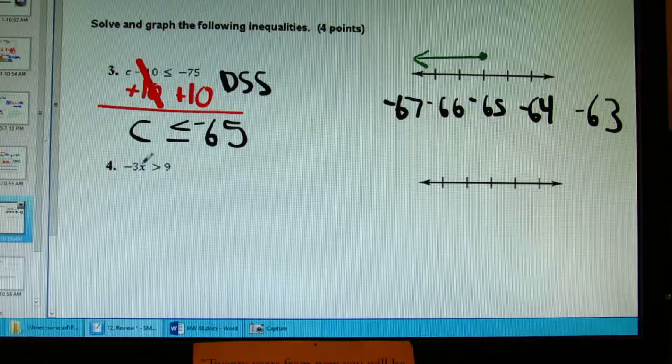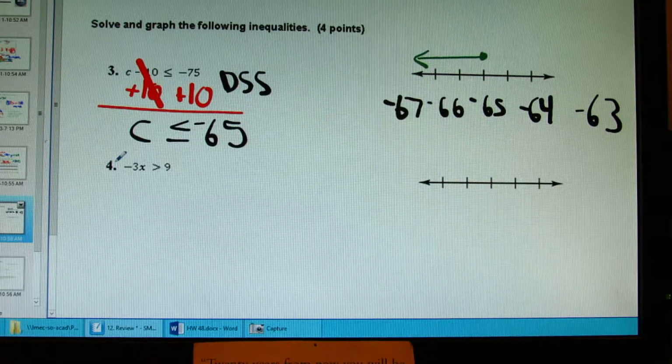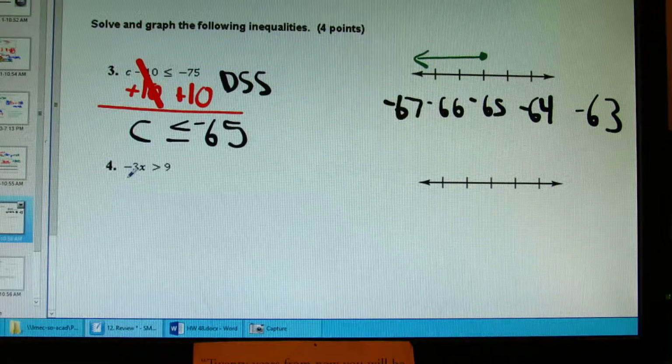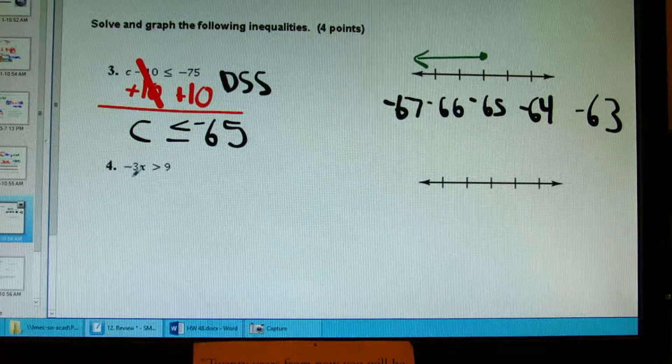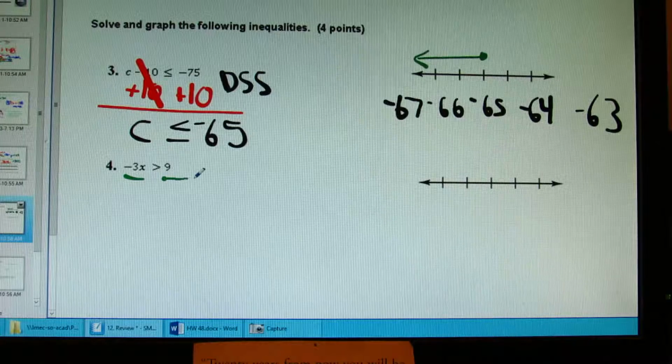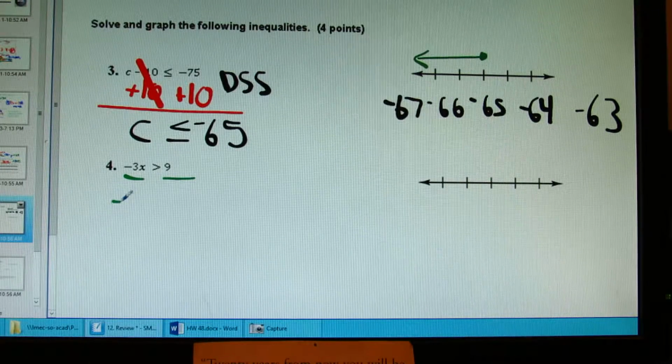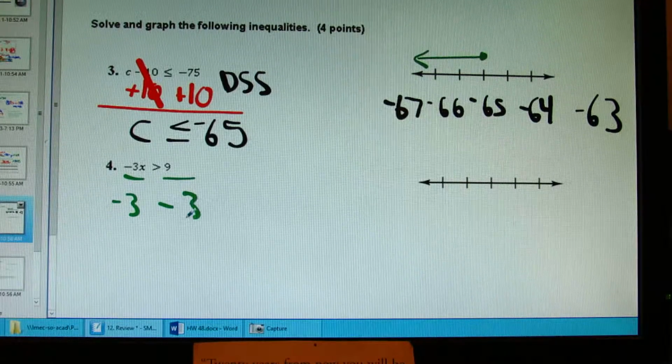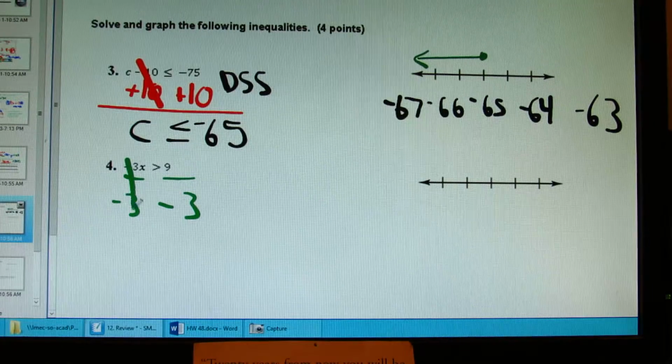Solving this one. I don't see any operation. What I do see is a number next to a letter, which does mean multiplying. In order to get rid of multiplying, I'm going to have to divide both sides by negative 3. That same number in order for them to cross out.